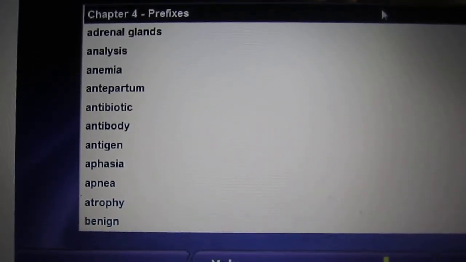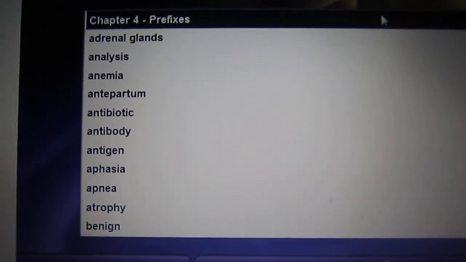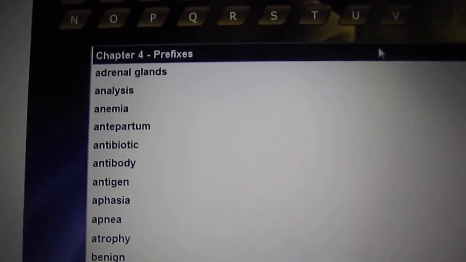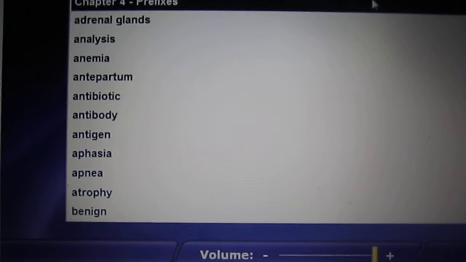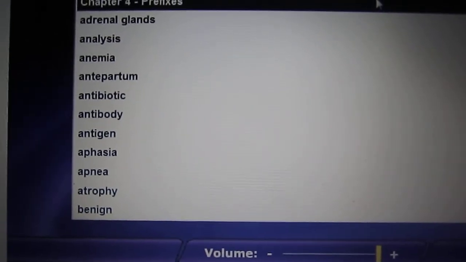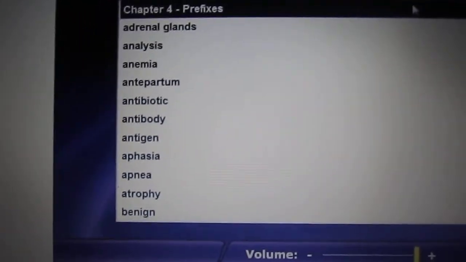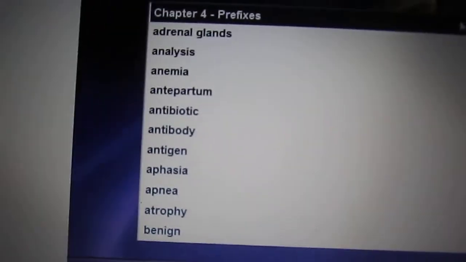Another tip for learning the meanings of prefixes is to think of an English term that contains the prefix. This will help you remember its meaning. For example, I think of ante up, putting money into the pot before the cards are dealt in poker, to remember that the prefix ante means before.